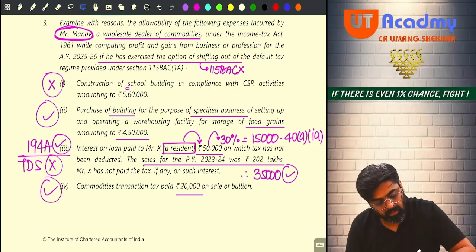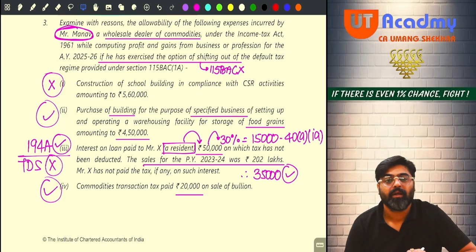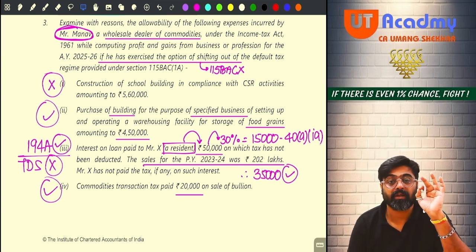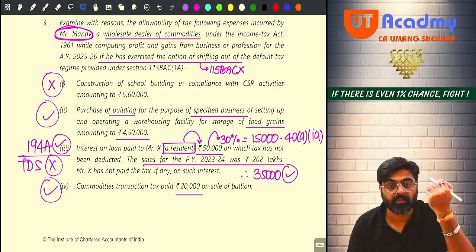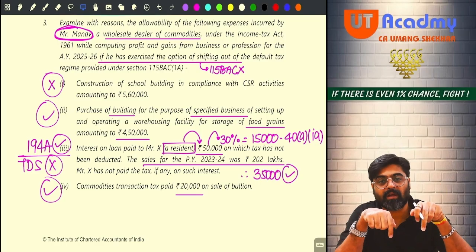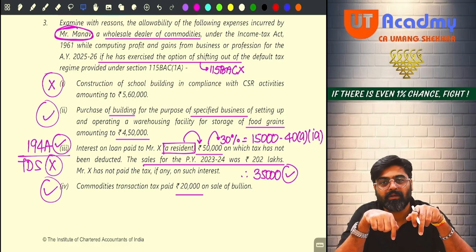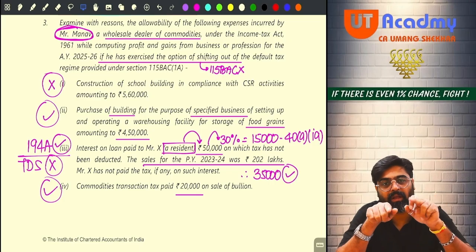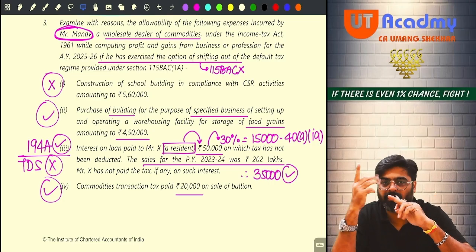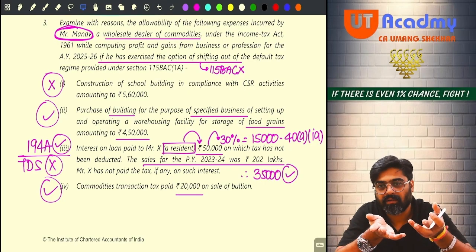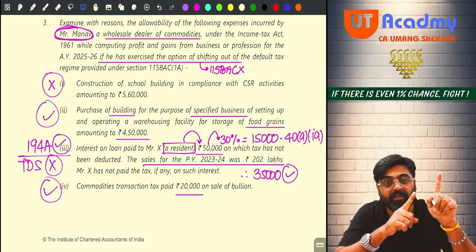Now, construction of a school building in compliance of CSR activities. See, in compliance of CSR activities, whatever expenditure you are incurring, as per Explanation 2 to section 37(1), they are not treated as your business expense. If they are not allowable under specific sections, then you cannot claim those expenses as a general deduction under 37(1). So is this expense allowable under any other section specifically? No. Then you cannot claim it under 37(1) as a general deduction. Getting my point? Explanation 2 to section 37(1).